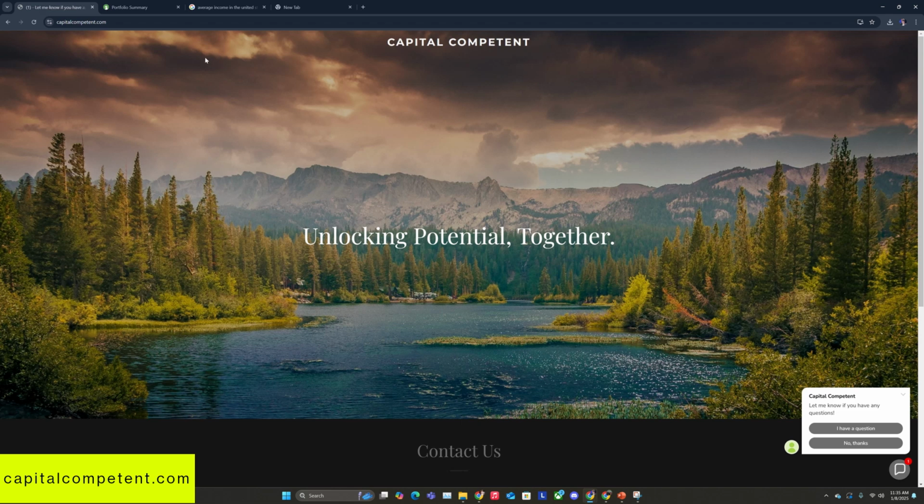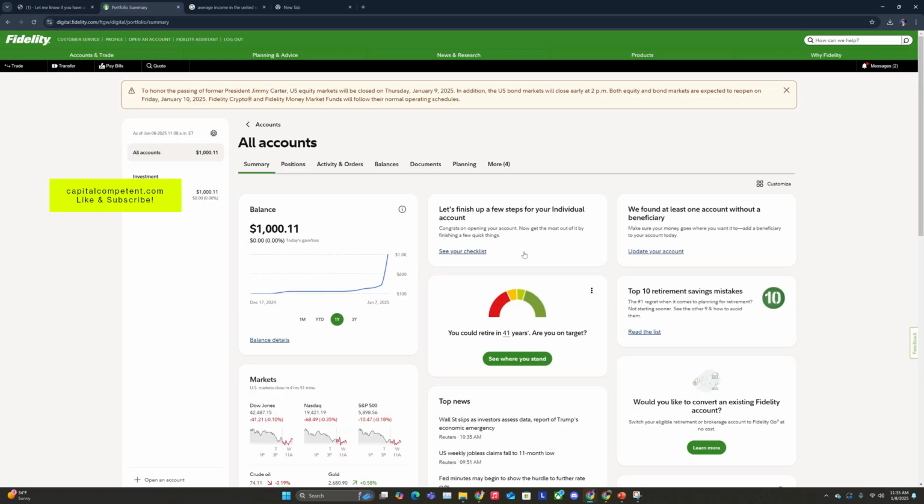We are looking to take this portfolio. This is a brand new portfolio on Fidelity. We got $1,000 loaded up. Our goal together is to go from 1K to 10K in one year's time. So by January of next year, we're going to be looking to have $10,000 in this account.